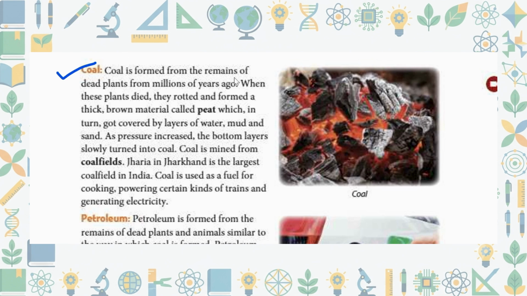Coal is formed from the remains of dead plants from millions of years ago. When these plants died, they rotted and formed a thick brown material called peat, which in turn got covered by layers of water, mud, and sand. As pressure increased, the bottom layer slowly turned into coal. Coal is mined from coal fields. Jharia in Jharkhand is the largest coal field in India. Coal is used as a fuel for cooking, powering certain kinds of trains, and generating electricity.